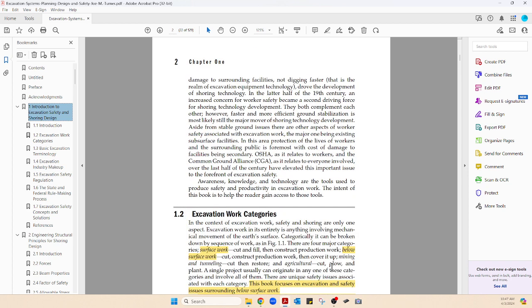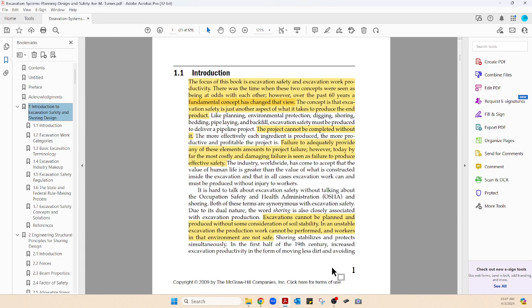and avoiding, where I lost my place. So where did I stop? This is what I want to read, right? It's hard to talk about excavation safety without talking about the Occupational Safety and Health Administration.